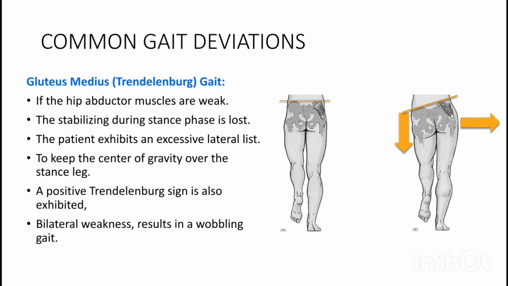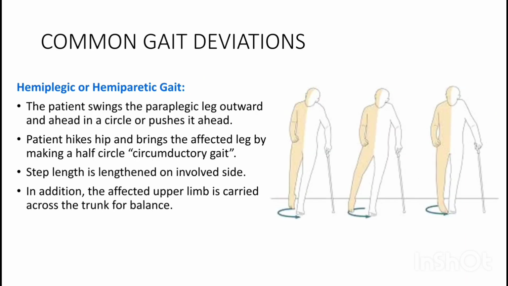Next is the gluteus medius or Trendelenburg gait, which results from the weakness of the hip abductor muscles on the stance limb. During stance phase, when the pelvic stabilization is lost due to the gluteus medius weakness, the patient may demonstrate either dropping of the pelvis on the opposite side or lateral tilting of the trunk on the affected side to maintain the COG over the stance limb. If it is unilateral, it is known as the Trendelenburg sign. If it is bilateral, it will result in a wobbling gait.